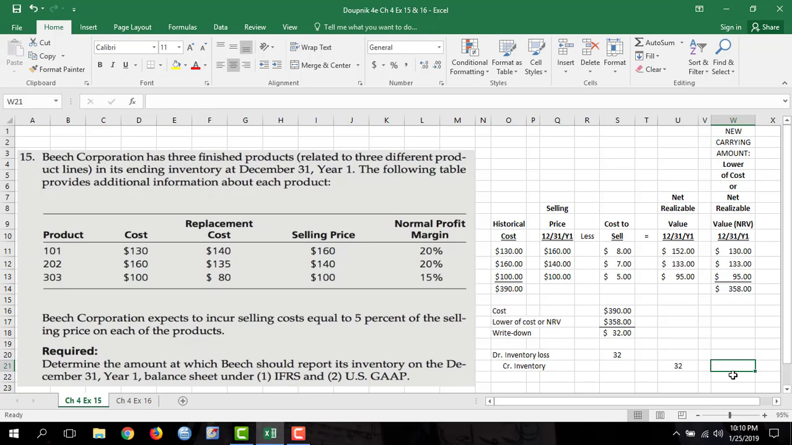There is a continuation to this exercise. It's exercise 16, and we'll look at how to solve exercise 16 in the next video.